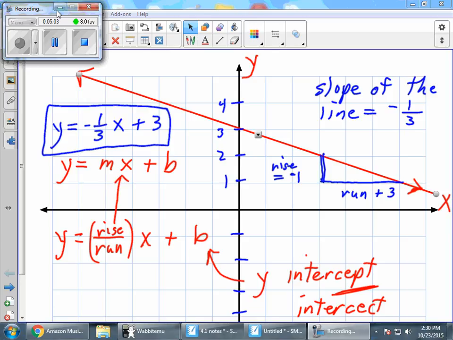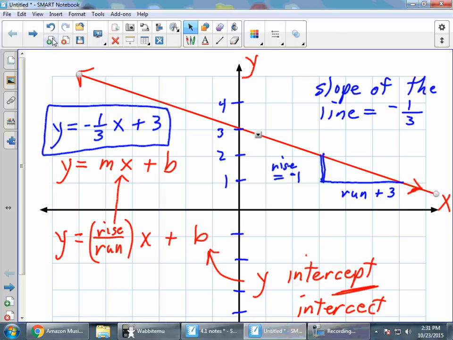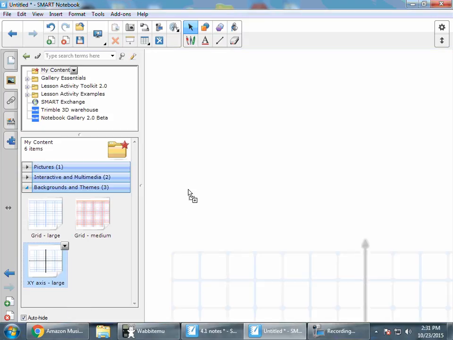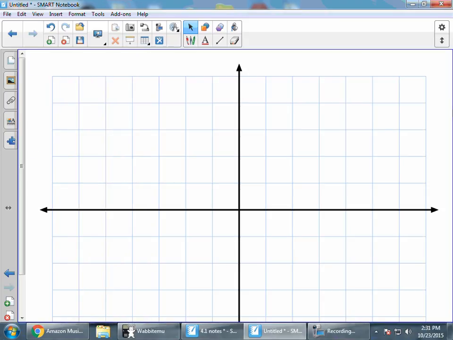And now we'll go on to the second part, which is what if you're given an equation, and you're asked to graph the line. So I'm going to try to do this one in 5 minutes as well. So we need an equation. Let's come up with one.